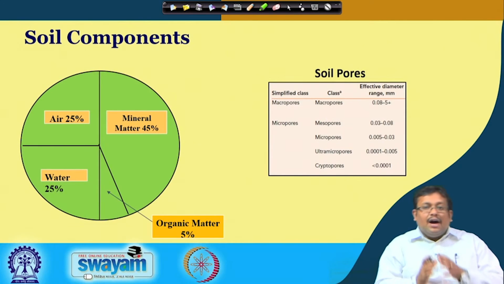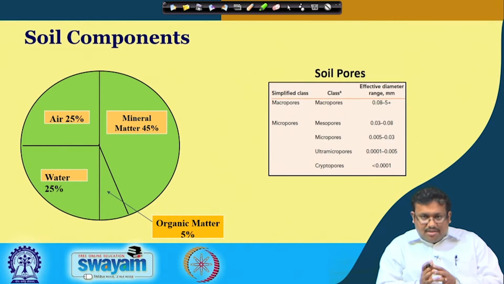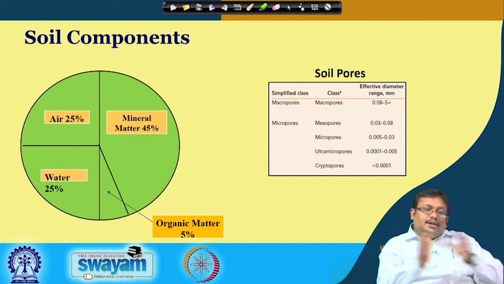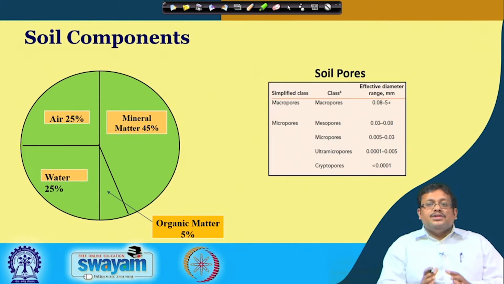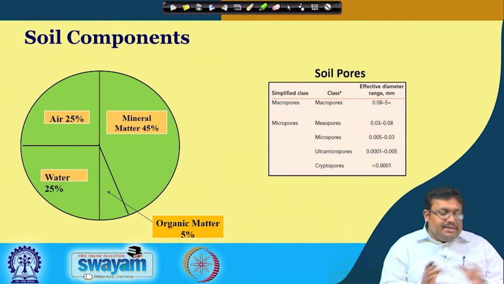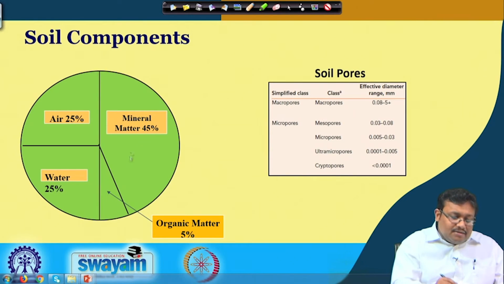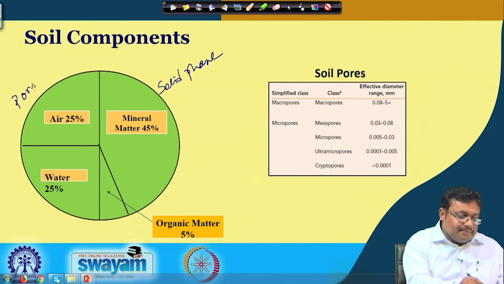So, let us see what components soil is made up of. If you consider the total volume of a biologically healthy soil as 100%, you will see that half of its volume is occupied by the solid phase and the rest half is occupied by pore space.